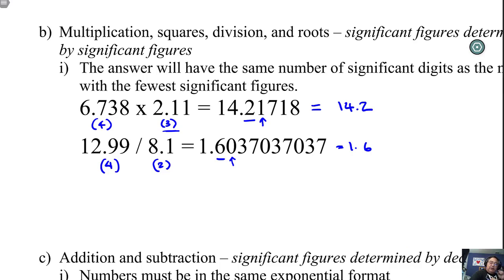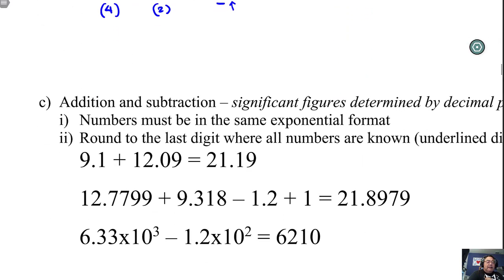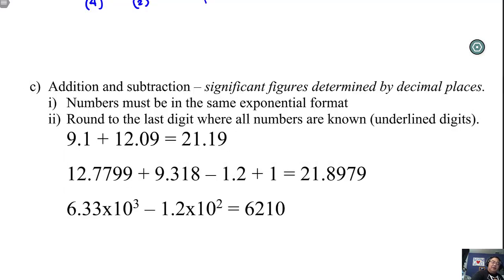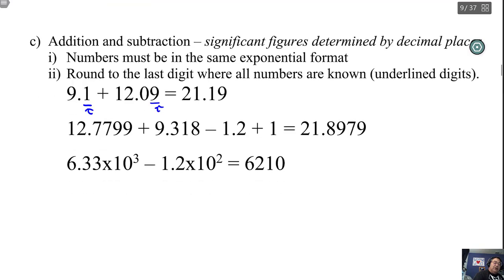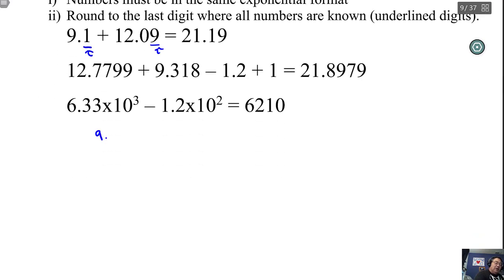Okay, so the next thing we'll do is look at addition and subtraction. In addition and subtraction, it doesn't actually matter how many significant figures are in the number directly. What matters is the column when you're doing your addition and subtraction, that you know all the numbers. For example, I know this one to the tenths and I know this one to the hundredths. Think about lining those up to add them together. 9.1 and 12.09, I'm going to add those together, and when I do the math, I get 21.19.